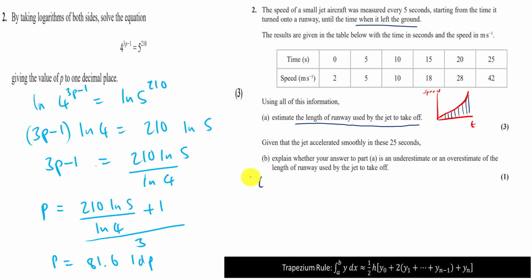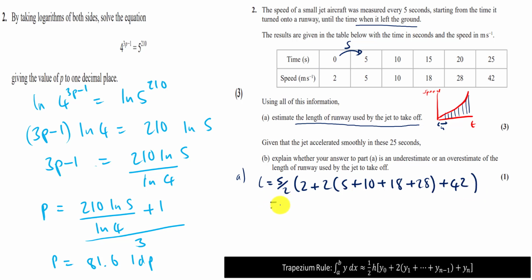So the length L, part A, is going to be, can we see we've got steps going up in 5, so that's the h bit going up in 5s, so we have 5 over 2, y0 is 2, plus 2 times (5 plus 10 plus 18 plus 28), close bracket, plus 42, and work that out on your calculator, and that's going to be 415 meters.